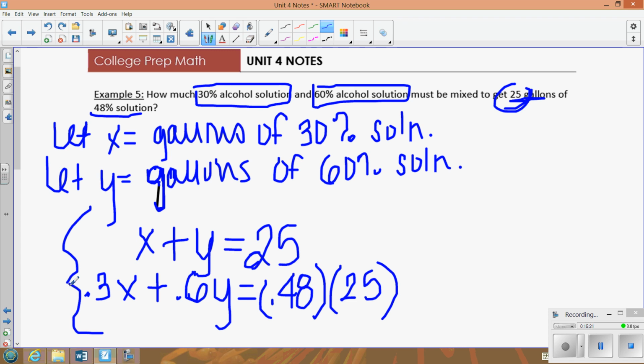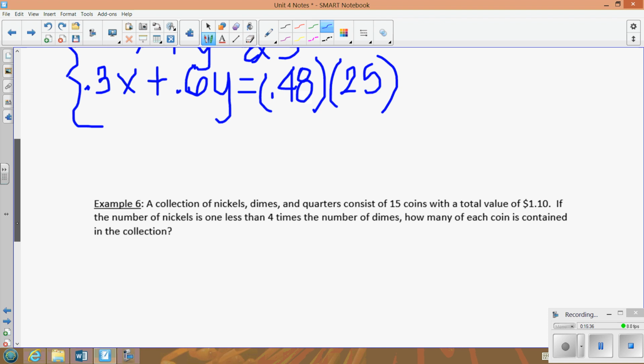Again, you can eliminate those decimals if you want by multiplying by 10 to move the decimals over, or you could even use substitution by rewriting one of the equations to get one variable by itself and plug it in. Let's look at one more example.